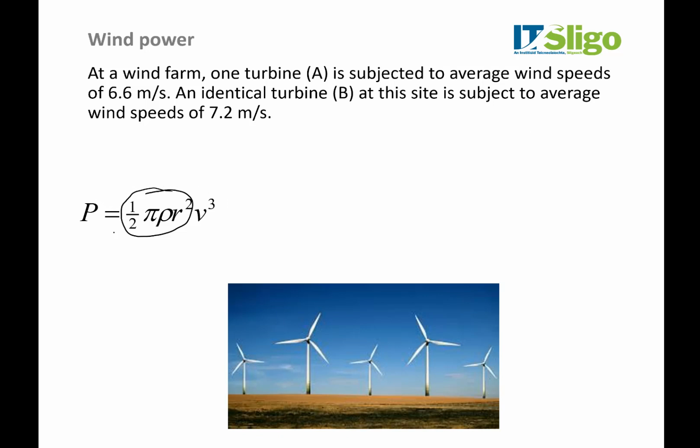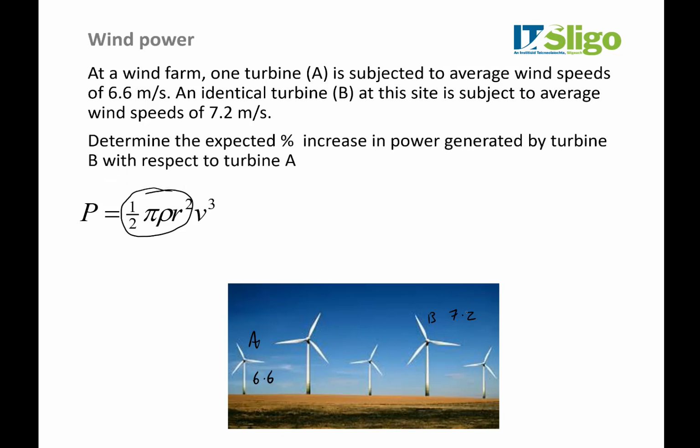So we're told at a wind farm, one turbine A has an average wind speed of 6.6 meters per second, and the turbine B has an average, because of topography effects and stuff like this. So the question then, determine the percentage increase in power generated by turbine B with respect to turbine A. So we're comparing B to A. So we're looking for this, the power of B over the power of A. From A, I should say.